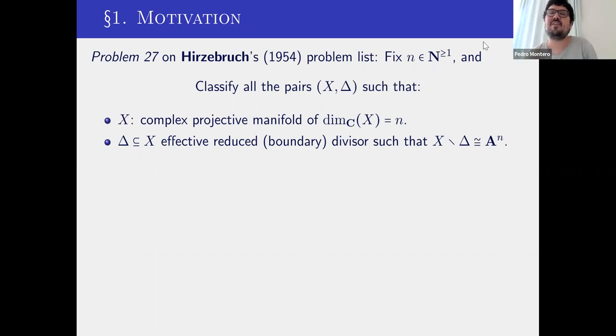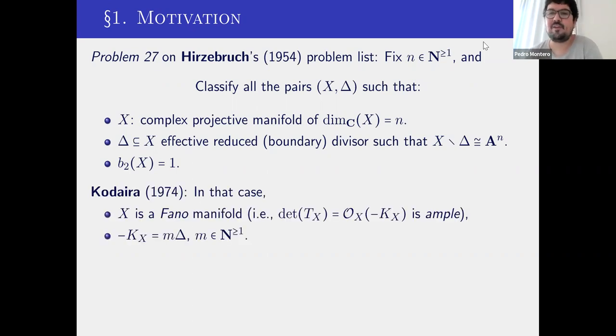So in order to have non-redundant examples, you may ask for some minimality assumption if you want. And this minimality assumption can be stated by asking that the second Betti number equals one, or the Picard number of X equals one, if you want. So this is a natural condition in order to not obtain examples from blowing ups or stuff like that. Okay, so this is the setup, this is the problem. Classify pairs, actually, not only the variety X, but the pair, the variety and the boundary, and minimal ones that compactify the affine space.